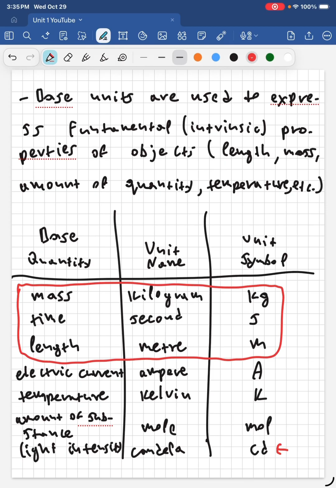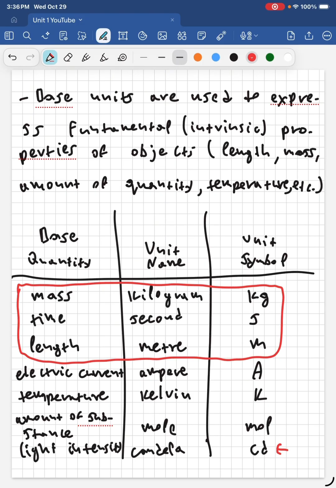So the first 3 are used in problems that deal with mechanics, like motion, forces, moments, these kinds of things. Then electric current is used in circuits and such. Temperature is related to thermodynamics, and so is the amount of substance, the mole. The amount of substance is also used in nuclear physics. So just a broad overview.